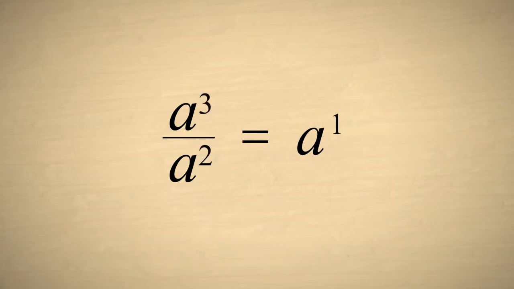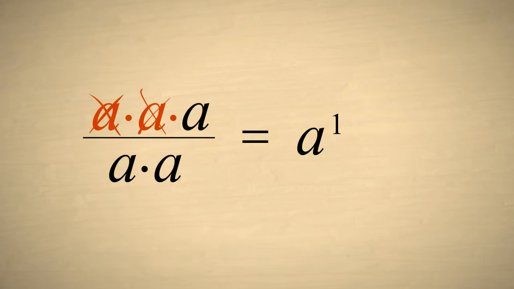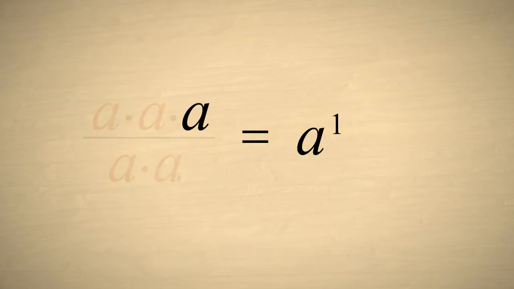We know that a number cubed is equivalent to 3 copies of that number multiplied together, and a number squared is equivalent to 2 copies multiplied. We can simplify this fraction by canceling out 2 copies of the number in the numerator and 2 copies in the denominator, which leaves us with 1 copy of the number. So any number raised to the first power is the same as the number itself.